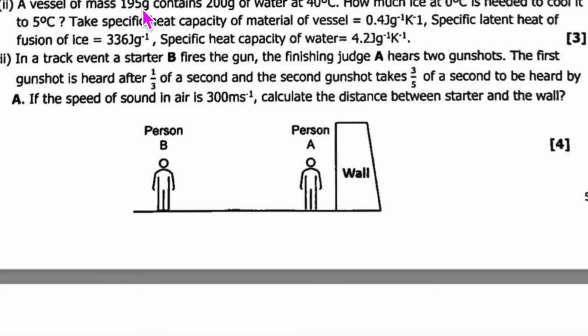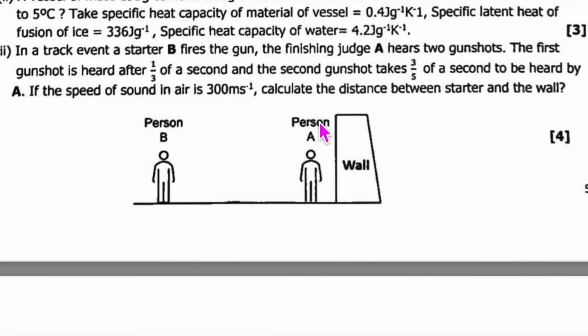The vessel of mass 195 gram contains 200 grams of water at 40 degrees. How much ice is needed to cool it to 5 degrees C? Okay. We'll need to draw the table. Oh dear me, I don't have place. I'll have to start here.